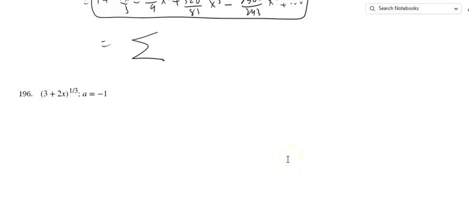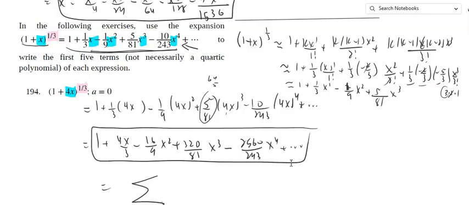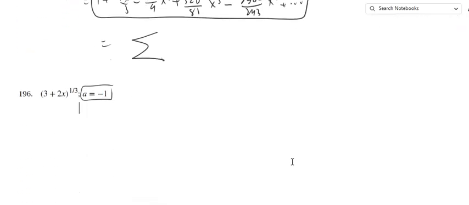Okay, well, let's see how that works. They want it centered at -1. All you have to do is make it look like what they gave me, except instead of x, it's x plus 1. So I start by taking the 1 out, and that will be 2 plus 2x to the 1/3. That is 1 plus 2 into x plus 1, all raised to the 1/3.